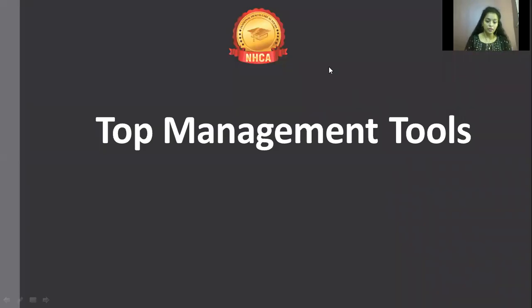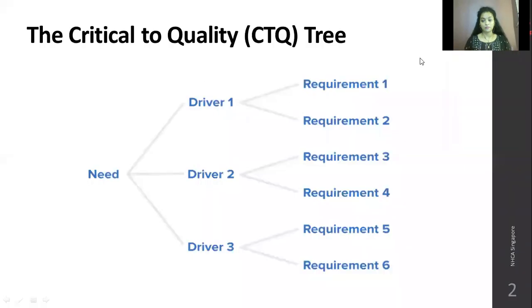Page number 61, top management tools. So the first tool we'll discuss is the critical to quality tree. It's on page number 61 in the Six Sigma Greenbelt textbook.